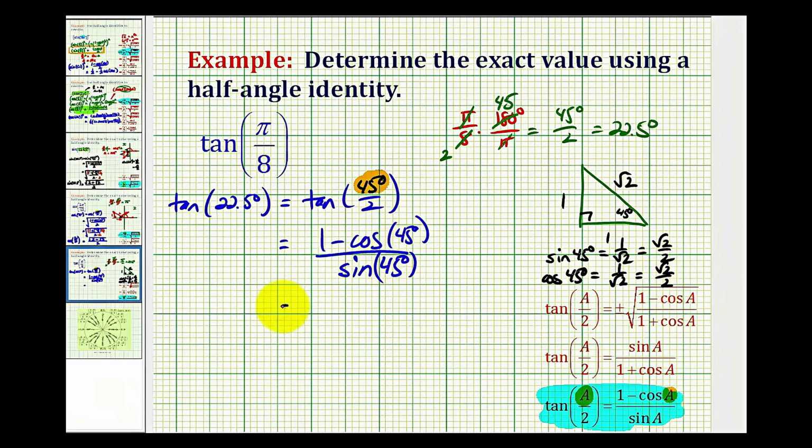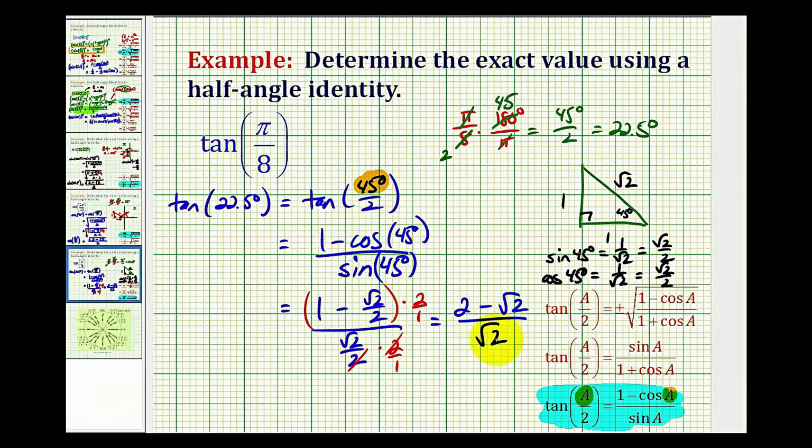So we can rewrite this as 1 minus square root 2 over 2 divided by square root 2 over 2. Let's start by multiplying the numerator and denominator by 2 to clear the fractions in the numerator and denominator. So when we do this, our numerator is going to be 2 minus, again you can think of this as 2 over 1 if you want, so these 2's simplify out, so we have 2 minus the square root of 2 divided by, same thing in the denominator, these 2's simplify out, so we're left with square root 2.